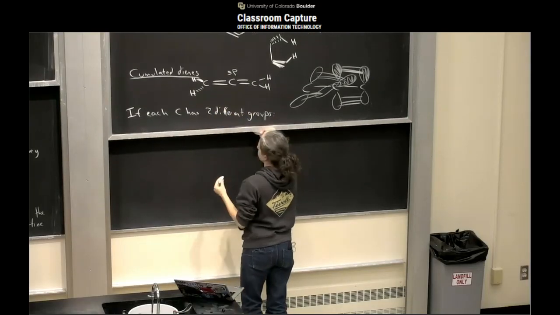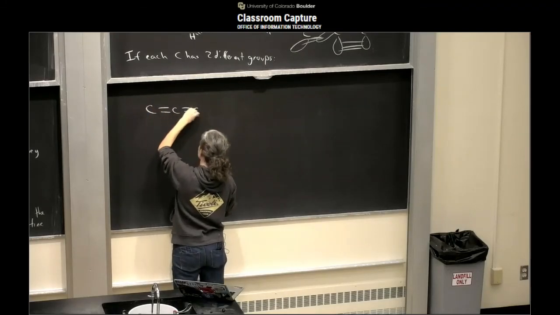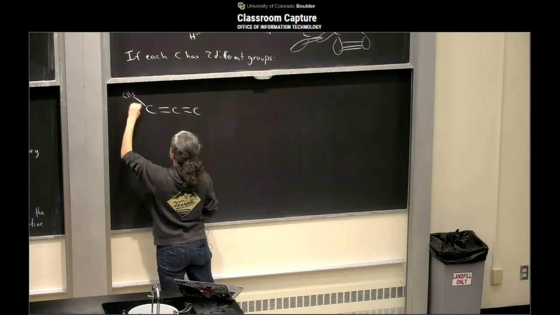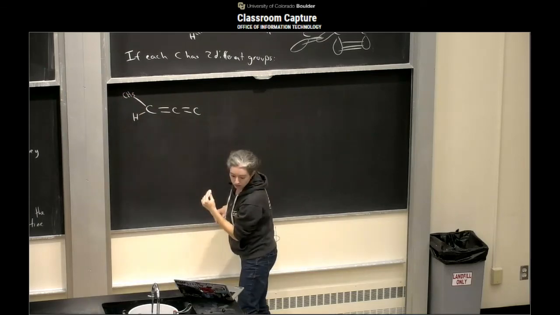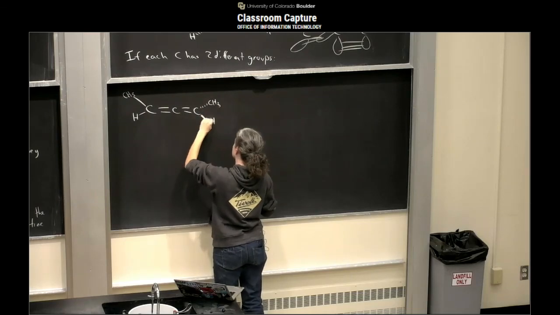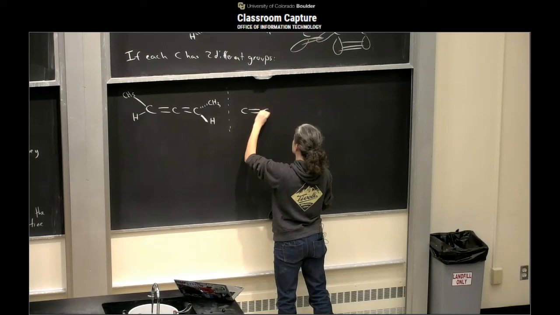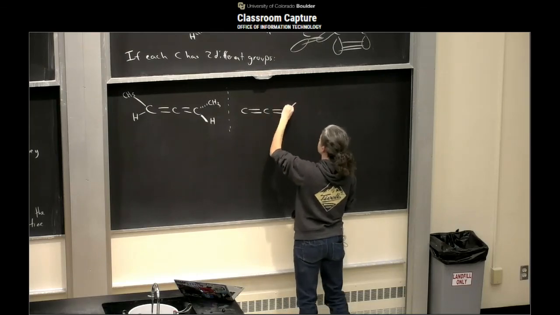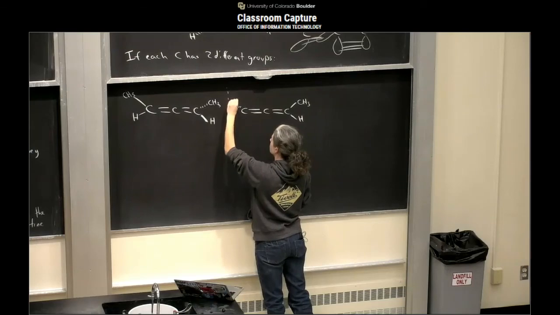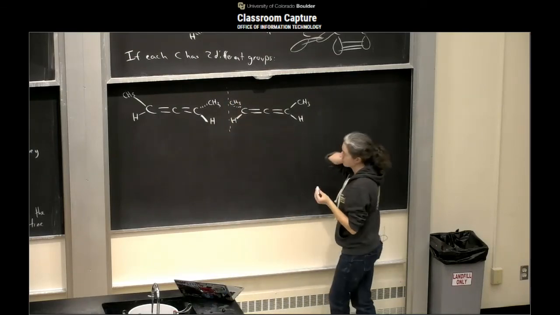So if each carbon has two different groups, we're going to get, for example, let's do a CH3 and an H to keep it simple. So like that. And that is not superimposable on the mirror image of itself. All right, so I covered this briefly in OChem 1.